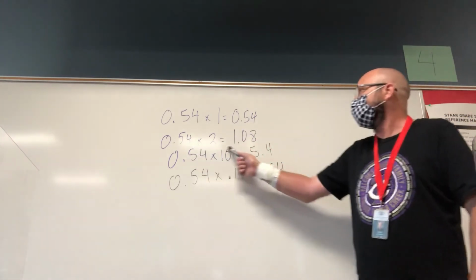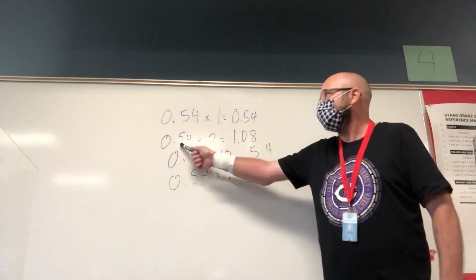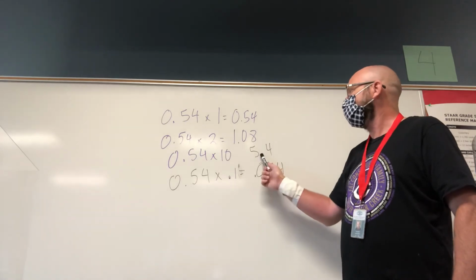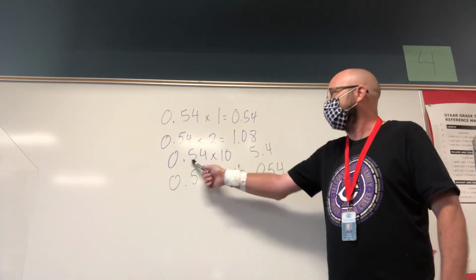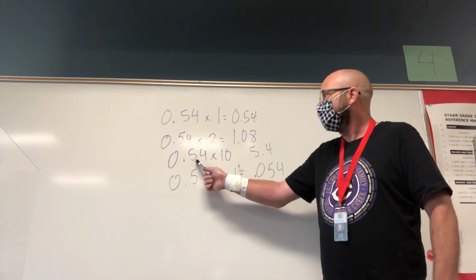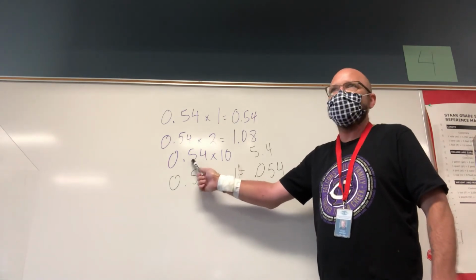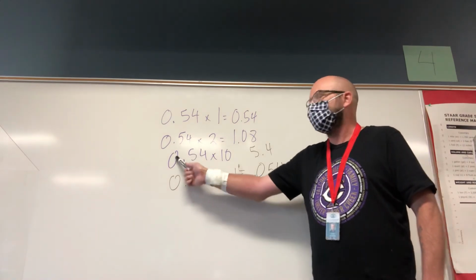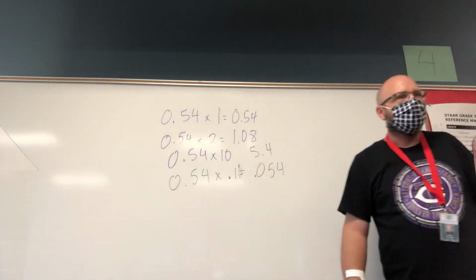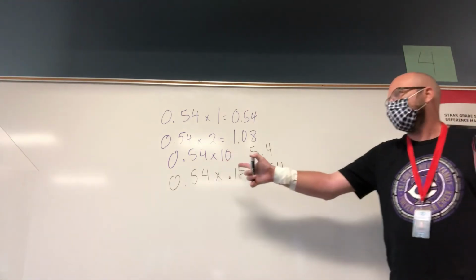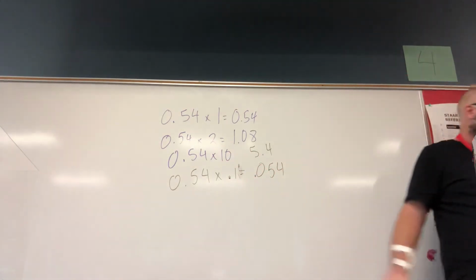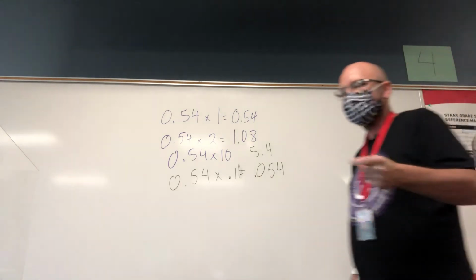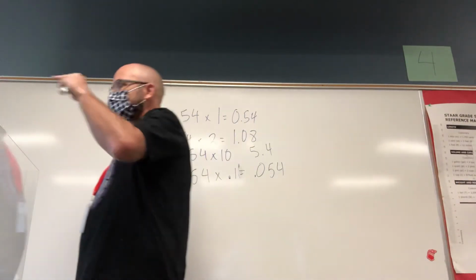Multiply by greater than 1, it gets bigger. This number is twice as big as this. This number is 10 times bigger than this. Why? Because I made every decimal place 10 times bigger. So there are 10 tenths in 1. So if I have 5 tenths, I move it over to the ones place. And that number gets bigger because it's multiplied by 10. It gets smaller on the last one because it's multiplied by something less than 1. Does that make sense? Amara?